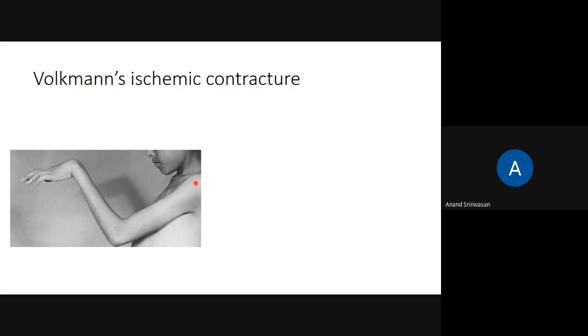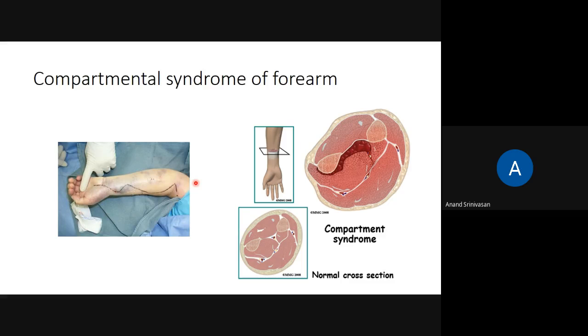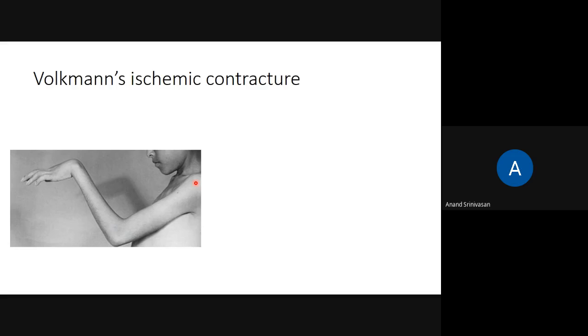And what happens if it's ignored? It can lead on to Volkmann's ischemic contracture. If this compartmental syndrome is not corrected immediately, the blood supply to these muscles can be lost. And what happens? The muscles can atrophy, ischemic atrophy, and they can go on to permanent contracture. This is called Volkmann's ischemic contracture.